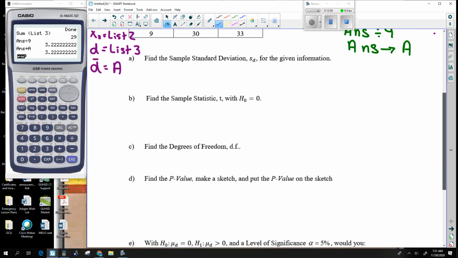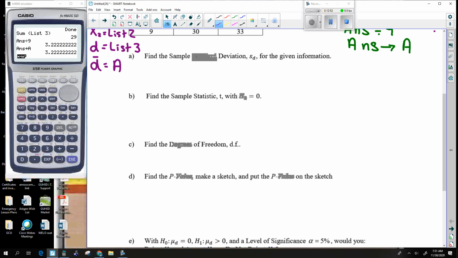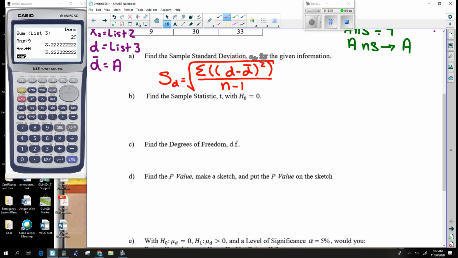Okay, now we're technically on to the very first question, which is the standard deviation. S or SD, however you want to report it, it's all good. And so this is going to be the square root of the sum of (D minus D bar) squared, divided by n minus 1.